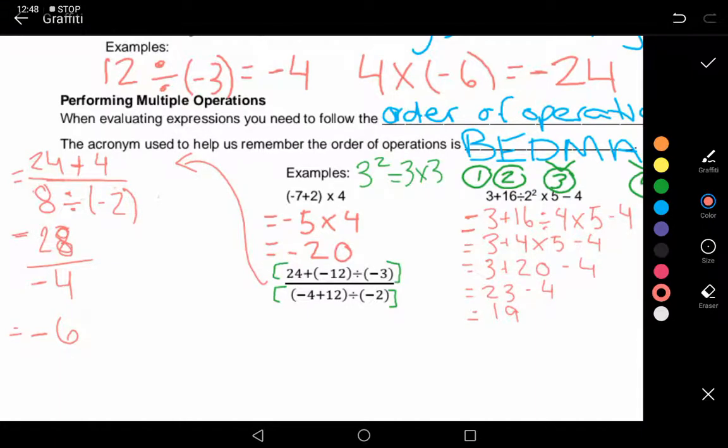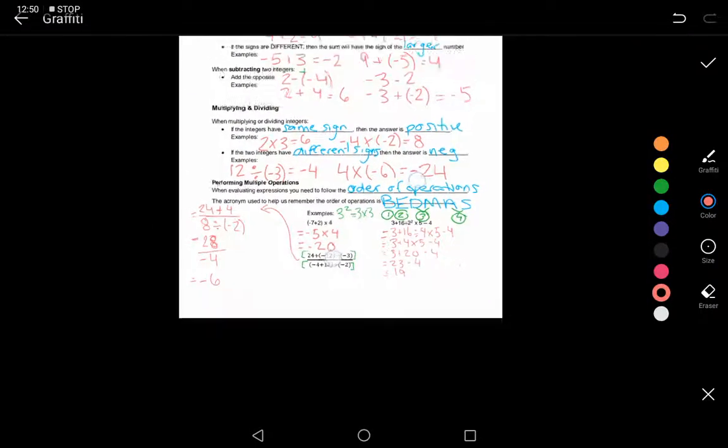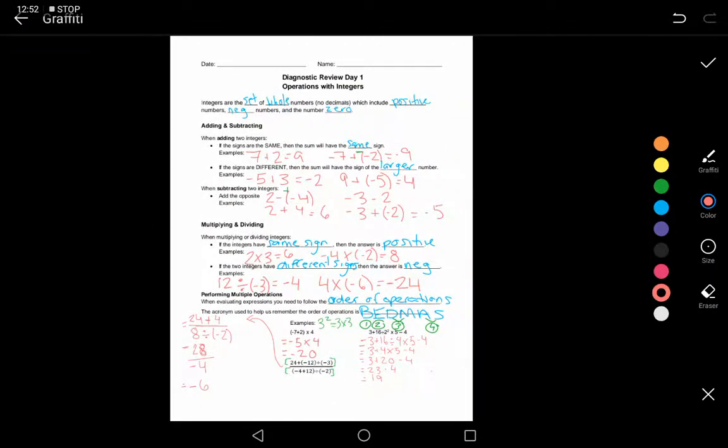Okay. So that is the end of Review 1, Operations with Integers. So make sure you complete the worksheet, which will be attached on D2L, and ask any questions if you have them.